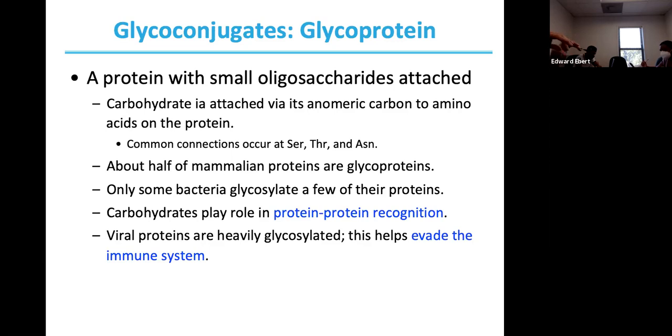You can do something similar with the amino group of asparagine, where the amino group will donate a proton, and the hydroxyl group from, say, glucose gives off the OH group. You get another condensation, but you have this linkage now to a nitrogen instead. So that's our O-linked and N-linked. At least we name them fairly straightforward.